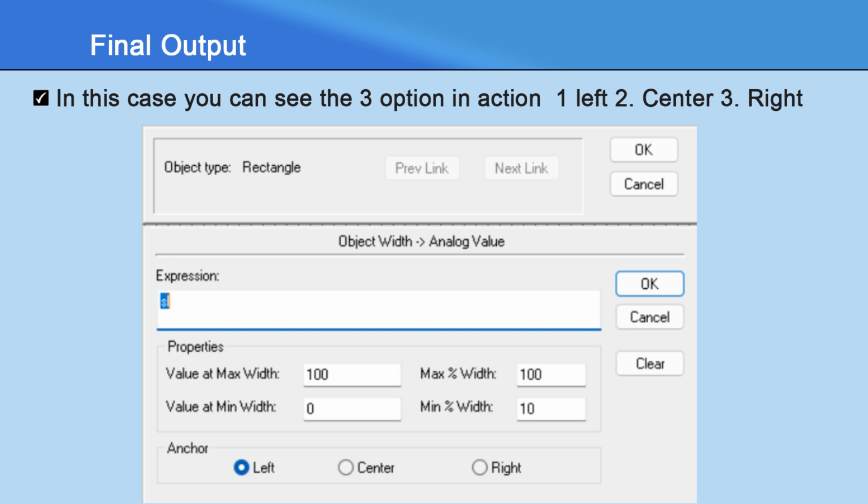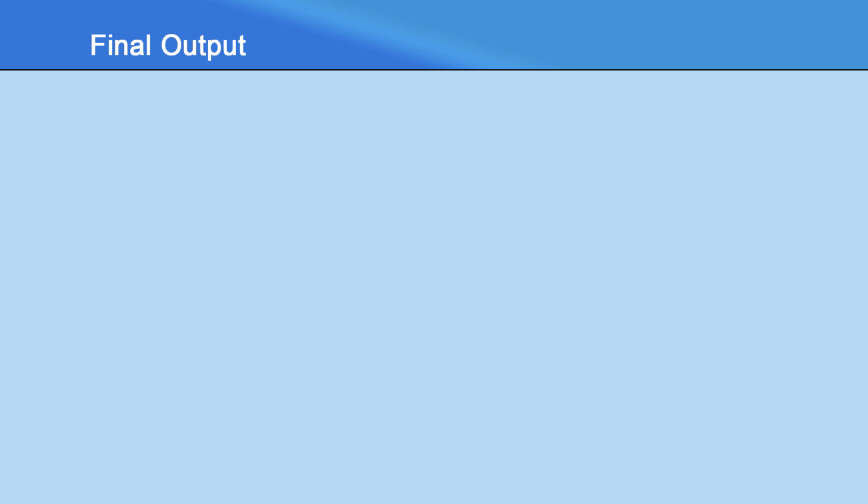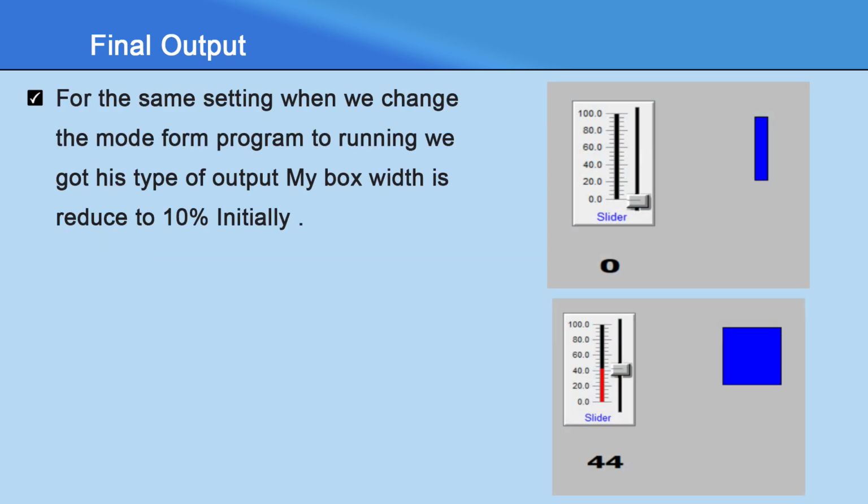So it also gives you the freedom to shift the size from center, right or left. After clicking OK, you can see that I have selected left in the action. When I move my slider at 0, my box is at 10% initially. Whatever the size of the box, when our slider is 0, the box width is reduced to 10% of the actual width of the box.